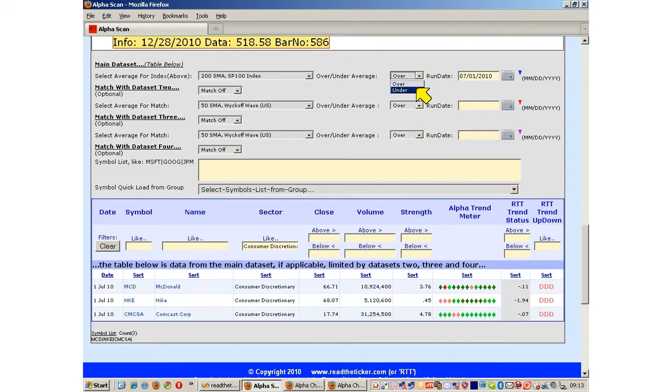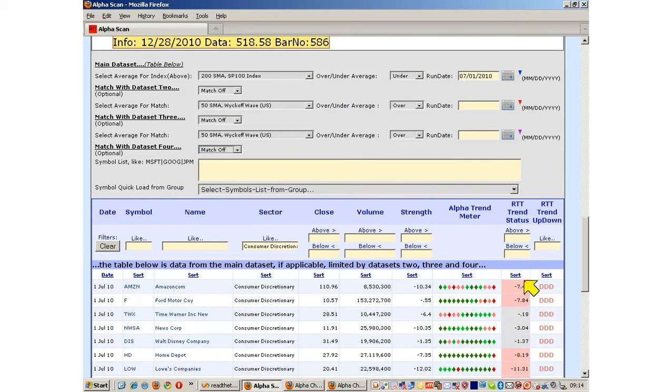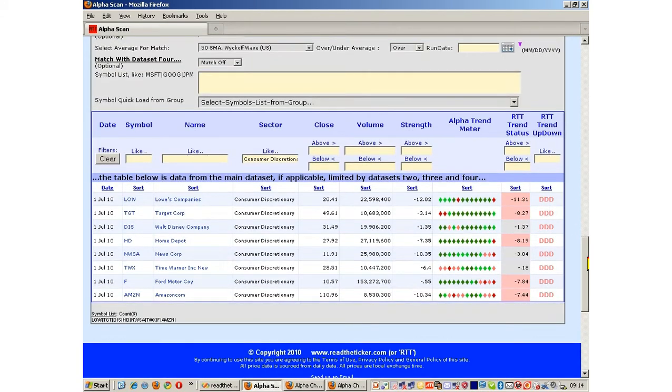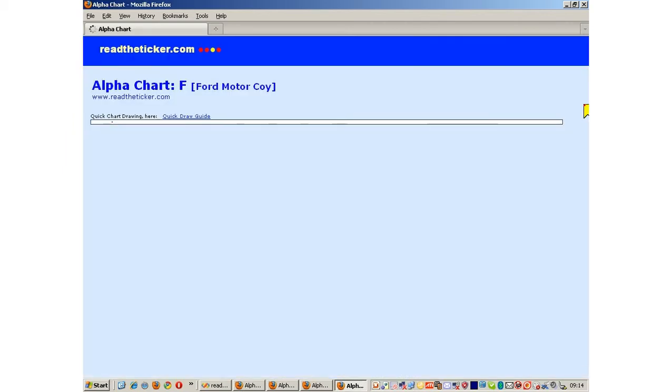Let's just have a look underneath. So let's have a look at the stocks under the 200-day moving average. See if we can find something there. A bit of a sort. Oh, the old favourite Ford. Let's have a look at Ford. It's been in a rally this year.